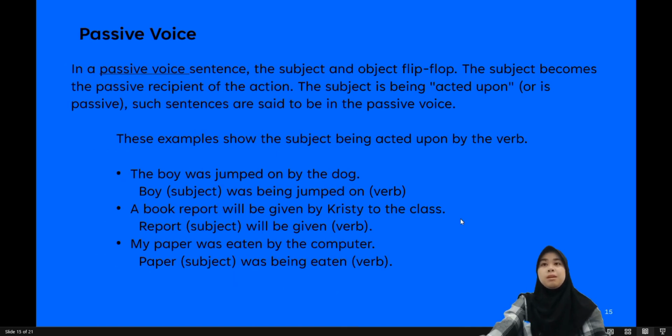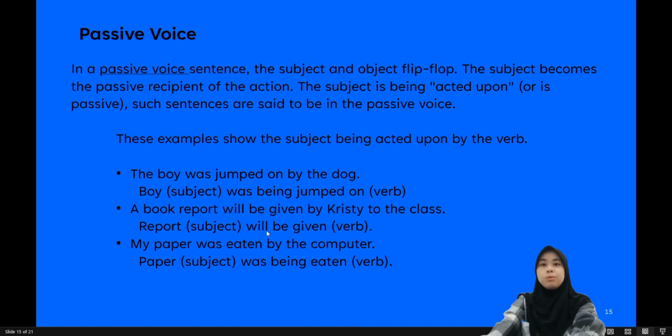Passive voice. In a passive voice sentence, the subject and object flip-flop. The subject becomes the passive recipient of the action. The subject is being acted upon, or is passive. Such sentences are said to be in the passive voice. These examples show the subject being acted upon by the verb. The boy was jumped on by the dog. Boy is the subject, was jumped on is the verb. A book report will be given by Christy to the class.